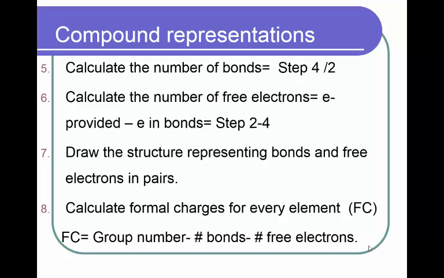Okay, so, oh, sorry, I forgot to tell you how to calculate formal charges. Formal charges are calculated in the following way. You have the group number, which is the same as the number of valence electrons, and you subtract the number of bonds, minus the number of free electrons. And this is the way for you to calculate the formal charges. Okay, so let's move on to the example.